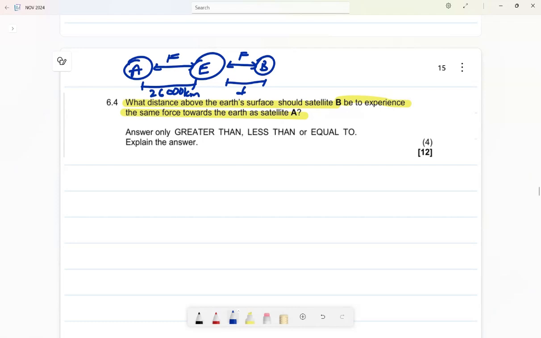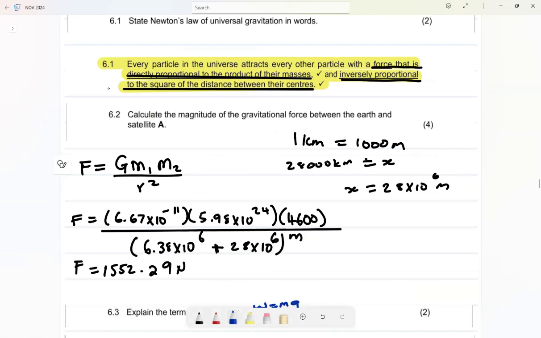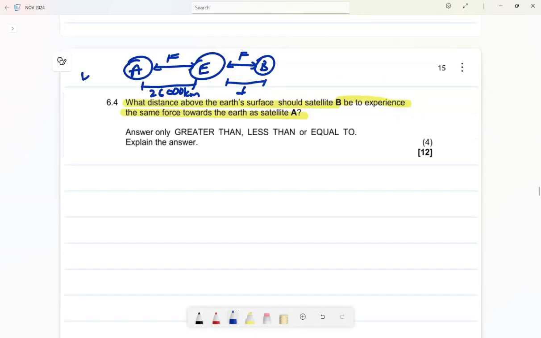If you want the force to be the same, then we will need to show that. How can you show that? You can explain using calculations. By the way, remember the mass of A was 4,600, and the mass of this one, B, was 5,300.